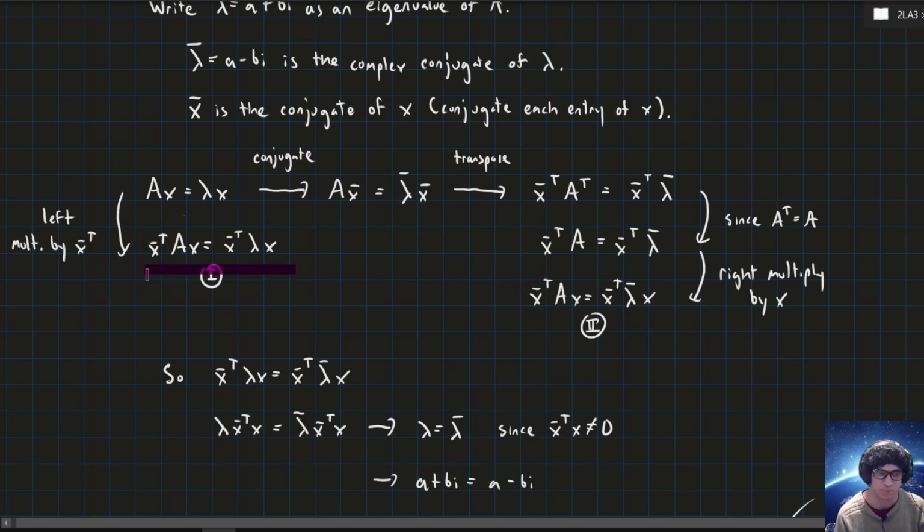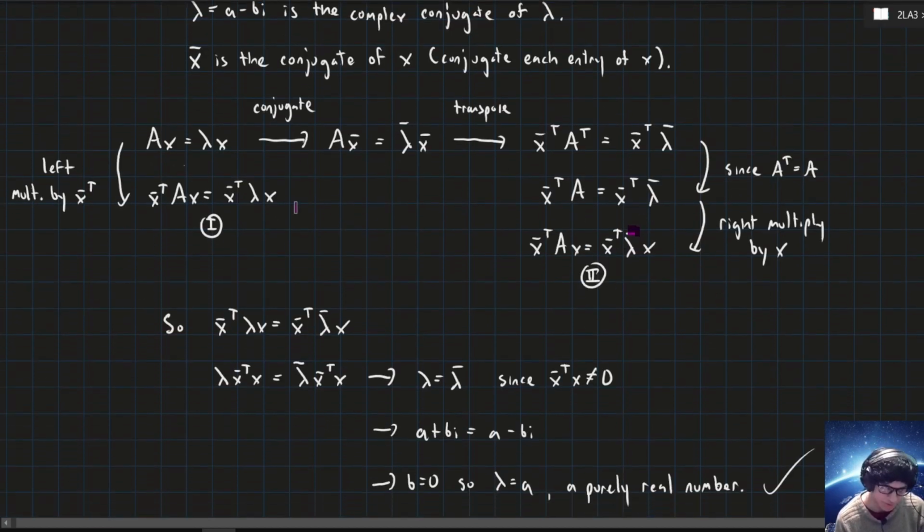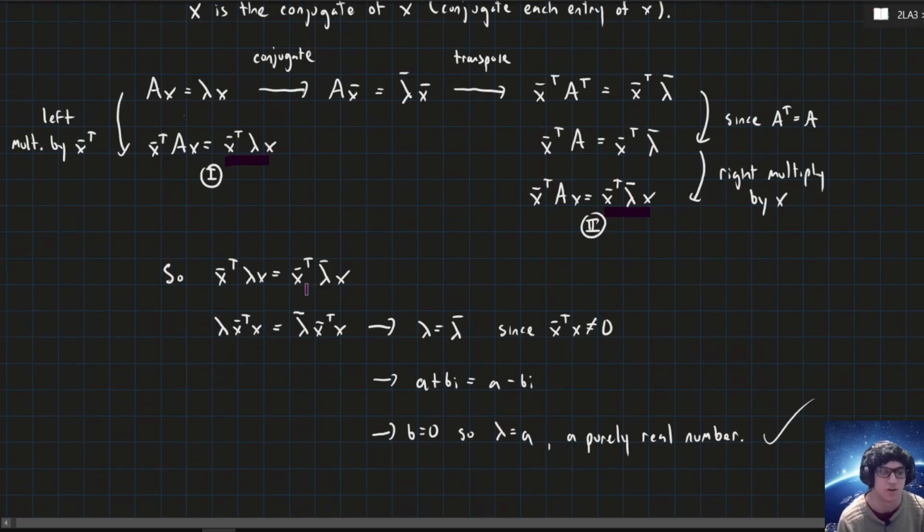Notice the left-hand sides of both equations are exactly the same, but the right-hand sides differ just by the bar over the lambda. So that implies that this and this are the same. Now I'm just going to rearrange both sides slightly. I'm just going to put the scalars in the front. Again, I can move scalars around in an equation. That's fine. And this implies that lambda equals lambda bar.